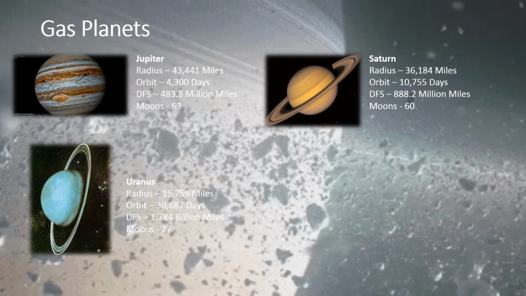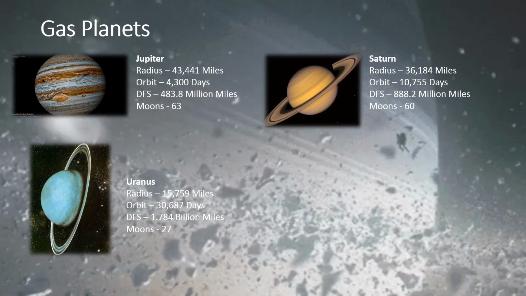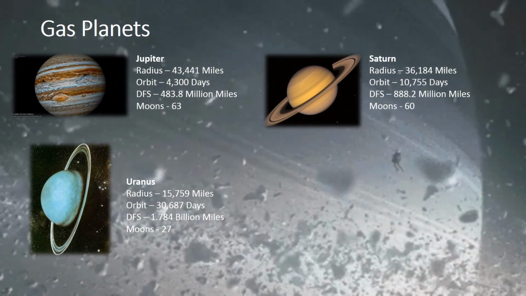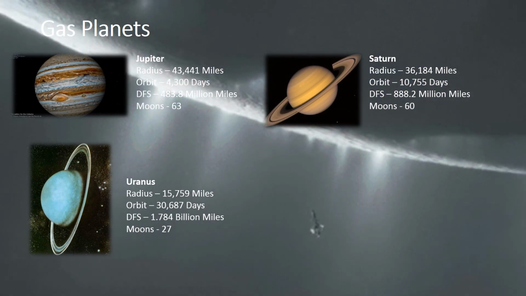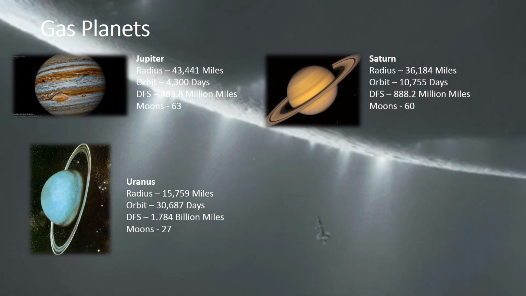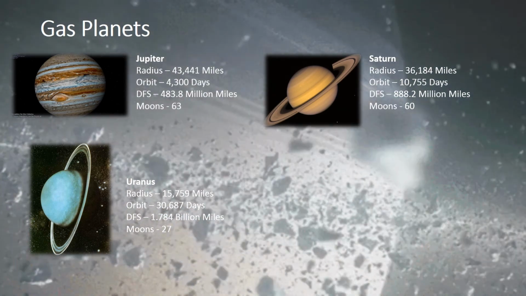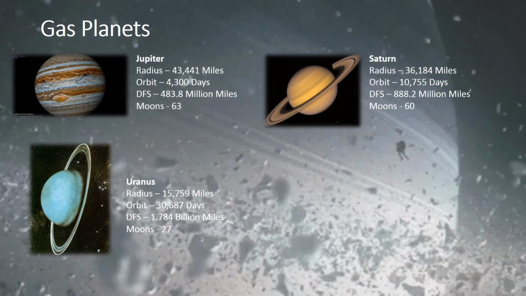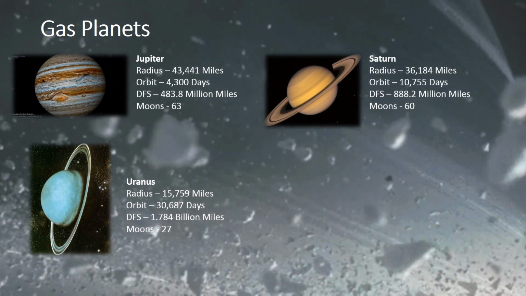And then you have Uranus, which is one of the other large gas giants in our solar system. Now, Uranus is obviously quite a bit smaller than Saturn. It's only 15,759 miles as far as the radius. The diameter, obviously, is a little bit more than 31,000 miles.